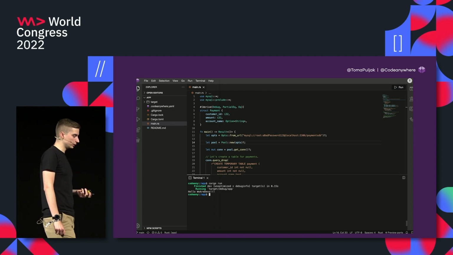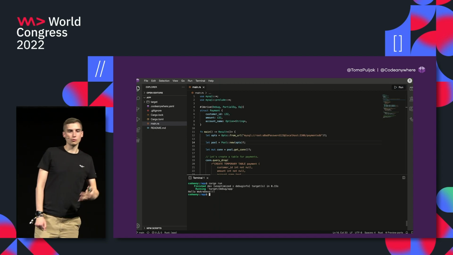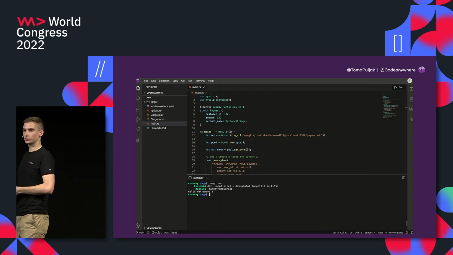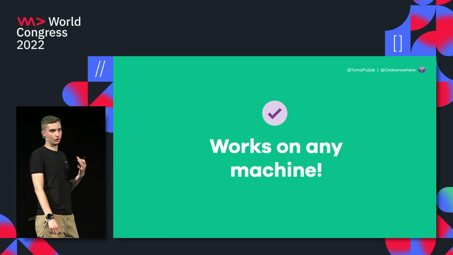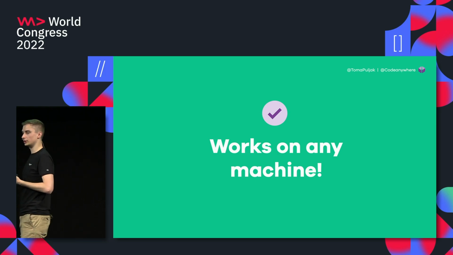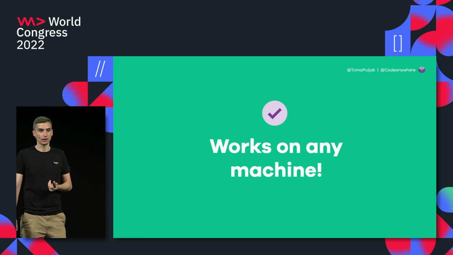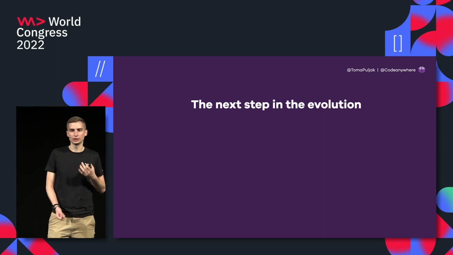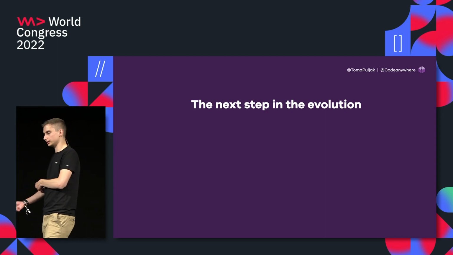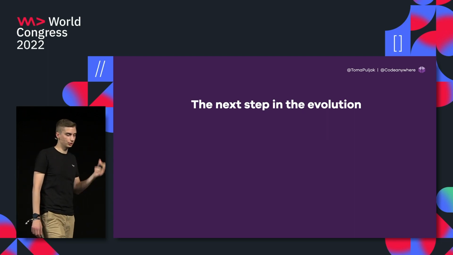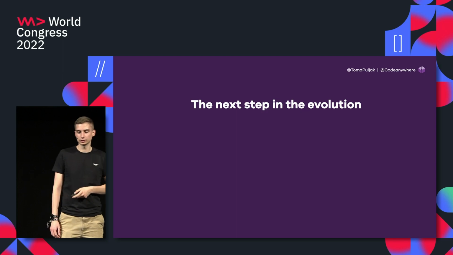But most importantly, this can now be used by any of my colleagues, any of my friends or contributors, and it's guaranteed to work on any machine. This is the next step in the software development evolution, basically. And we're not the only ones to think so. Companies like Microsoft and GitHub are entering the space with dev containers and Codespaces. If some of you were at the GitHub keynote, you might have heard about it.